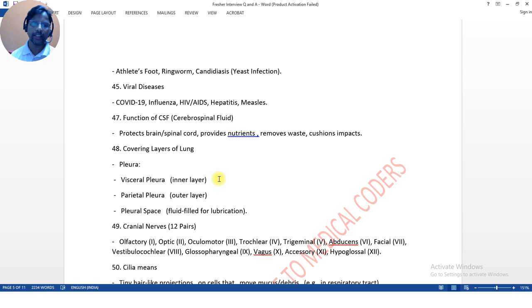In between the visceral pleura and parietal pleura, we have the pleural space, where fluid can accumulate. Whenever there is accumulation of fluid in the pleural space, we call it pleural effusion. For example, in the interview, if they ask what is the pleural space, or what is the most common condition you will encounter during coding, you need to tell them pleural effusion. So accumulation of fluid in the pleural space is called pleural effusion.